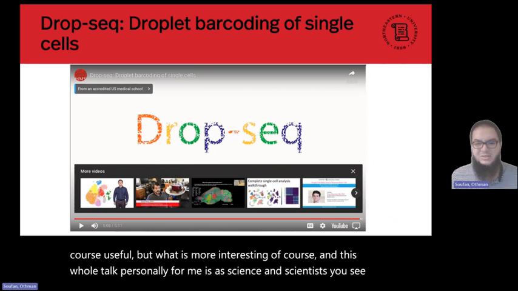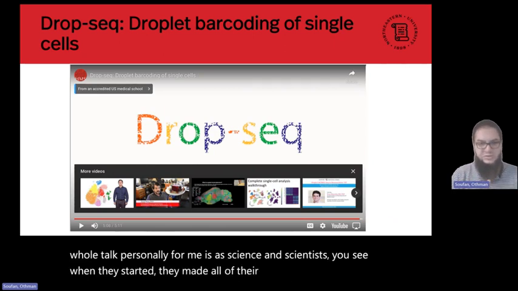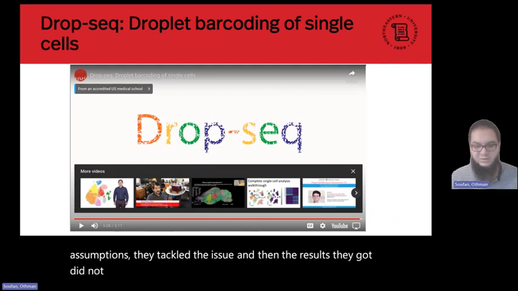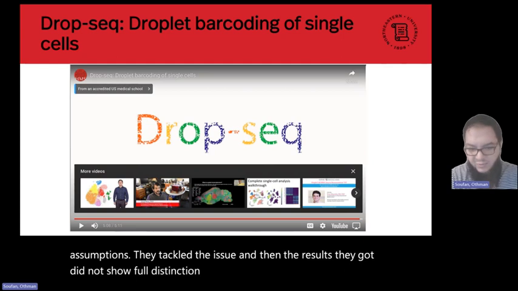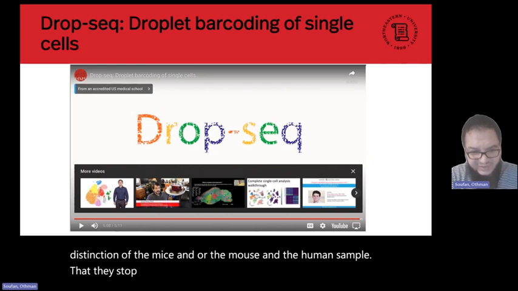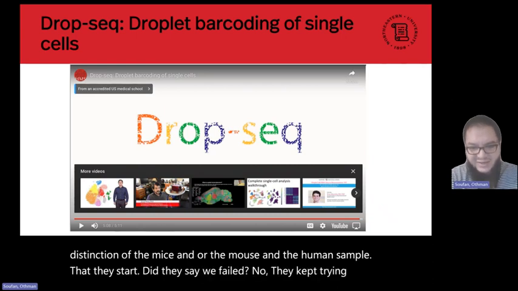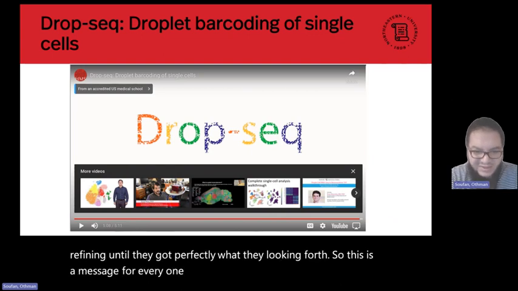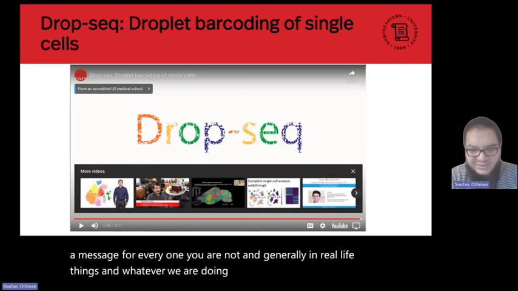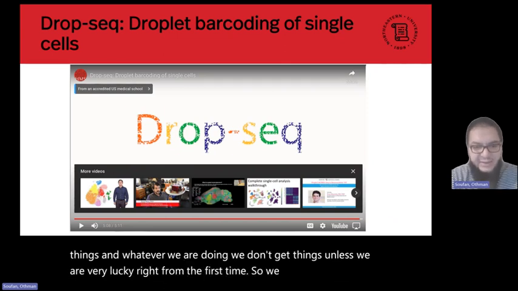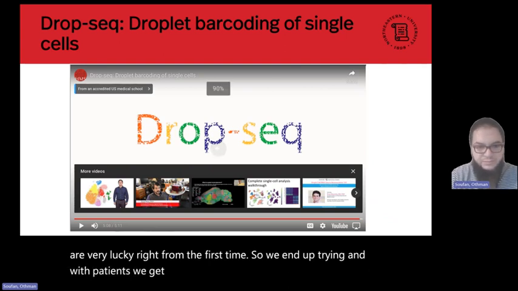But what is more interesting in this whole talk, personally for me, is that as science and scientists, you see when they started, they made all of their efforts with some assumptions, they tackled the issue, and then the results they got did not show full distinction of the mouse and the human sample. Did they stop? Did they say we failed? No, they kept trying and refining until they got exactly what they were looking for. So this is a message for everyone. In real life, whatever we are doing, we don't get things right from the first time unless we are very lucky. So we end up trying, and with patience we get what we want to do.